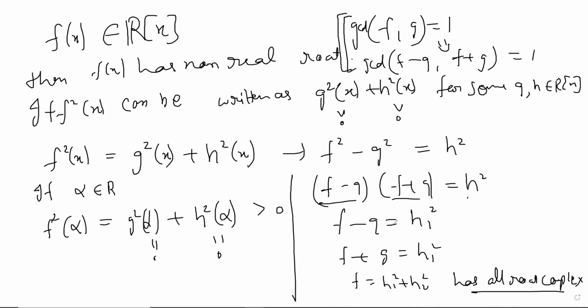That's my proof is more algebraic, and this proof is more analytic. So anyways, you get f is a sum of two squares, so it means that it cannot have any real root. But again, I have assumed the coprimality, which is also a good thing.